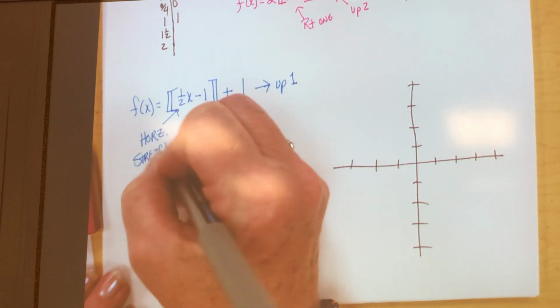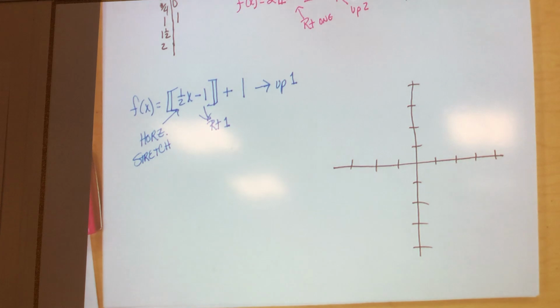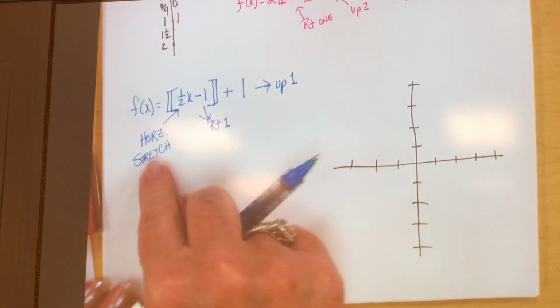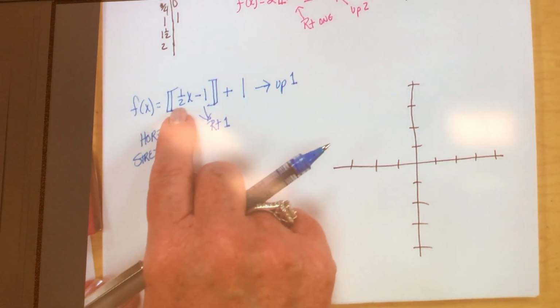Wait, if you say it's gonna be the opposite, when I think of horizontal, I would think of X. But if I think of X, then I would think opposite, so that would be vertical. No, the opposite is the word compression or stretch. It's not the word horizontal or vertical. Okay? So it's gonna be a stretch of whatever its reciprocal is.